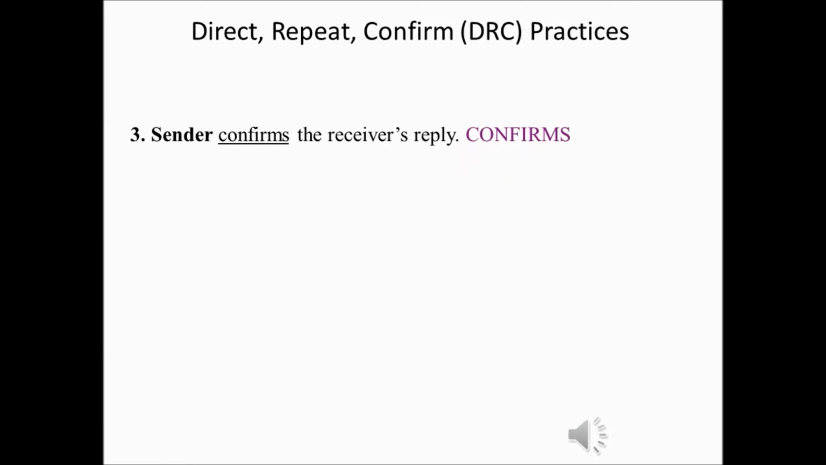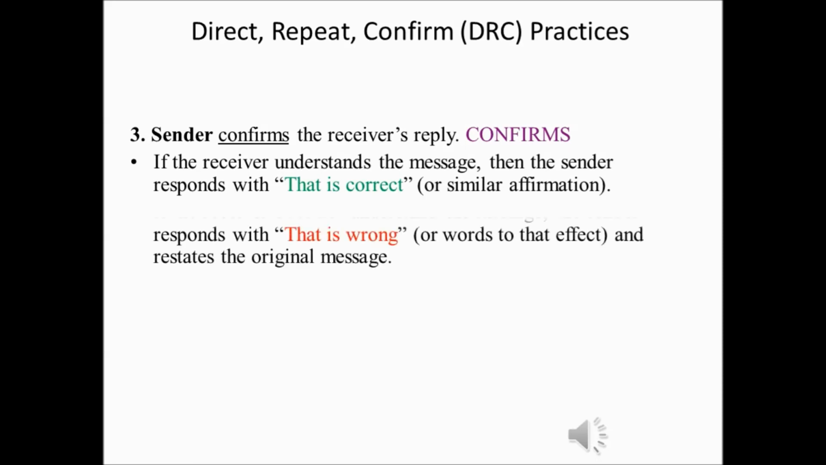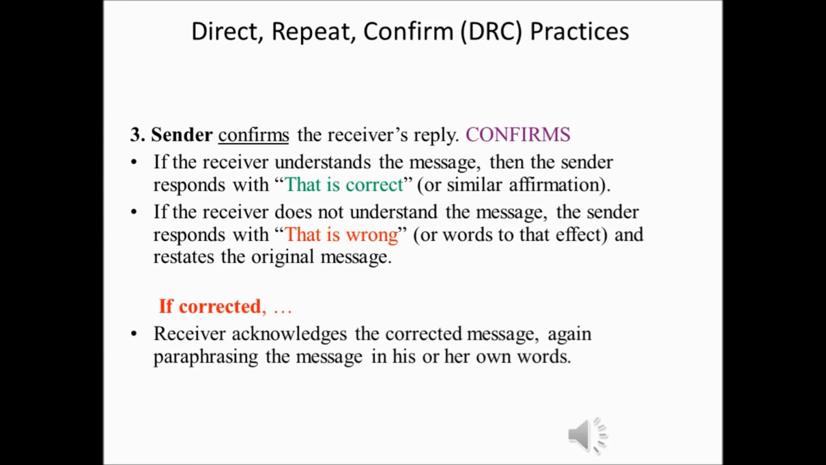In step 3, the sender confirms the receiver's reply. If the receiver understands the message, then the sender responds with, "That is correct." If the receiver does not understand the message, the sender responds with, "That is wrong," and restates the original message. If corrected, the receiver acknowledges the corrected message, again paraphrasing the message in his or her own words.